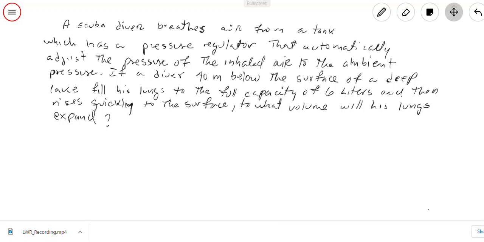They say that a scuba diver breathes air from a tank which has a pressure regulator that automatically adjusts the pressure of the inhaled air to the ambient pressure. If a diver that is 40 meters below the surface of a deep lake fills his lungs to the full capacity of 6 liters and then rises quickly to the surface, to what volume will his lungs expand?